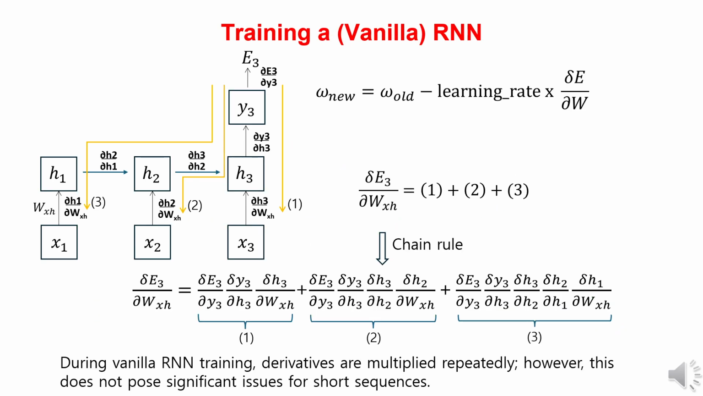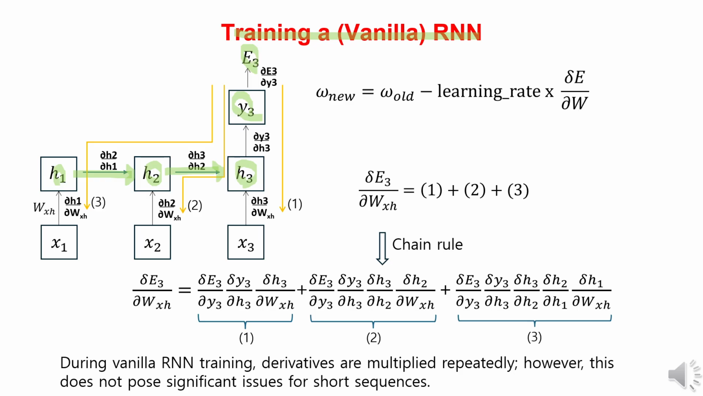Let's take a closer look at how weights are updated. In a vanilla RNN, hidden states are passed sequentially across time steps. For example, H1 is passed to H2, H2 to H3, and finally, Y3 is output. Based on the output from the RNN and the actual value, the error E3 is calculated.